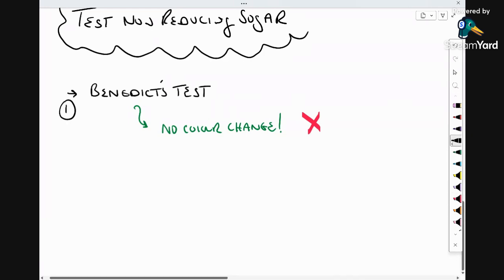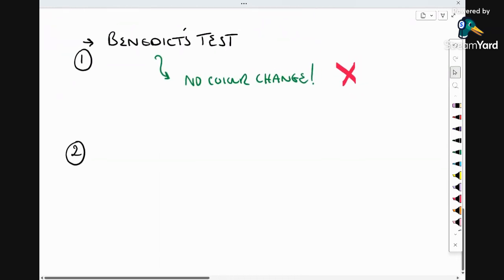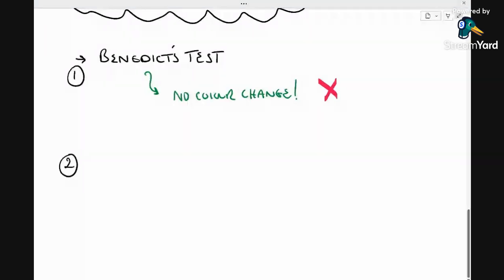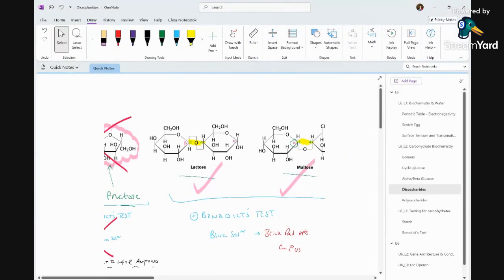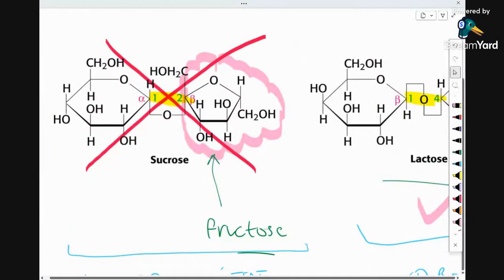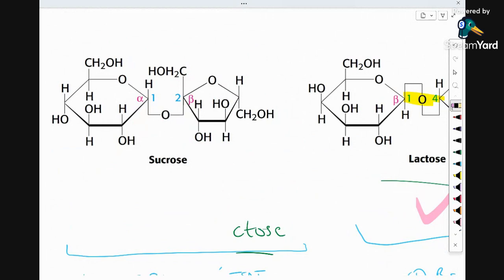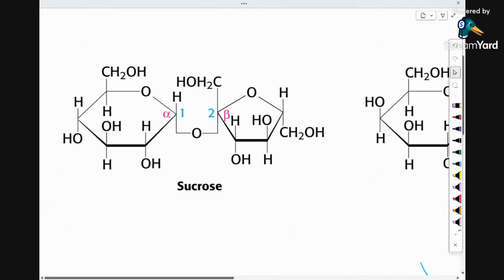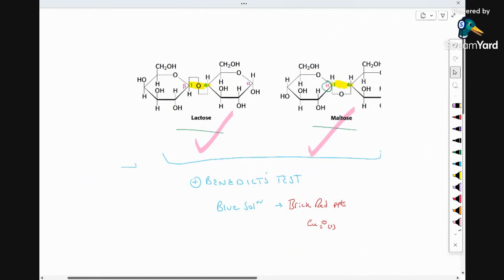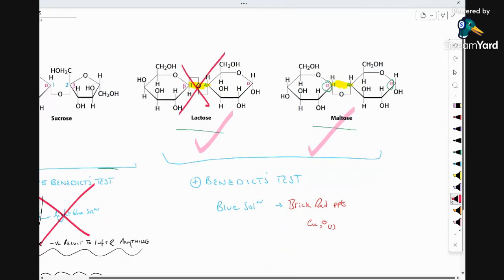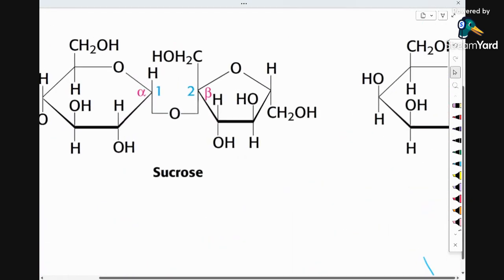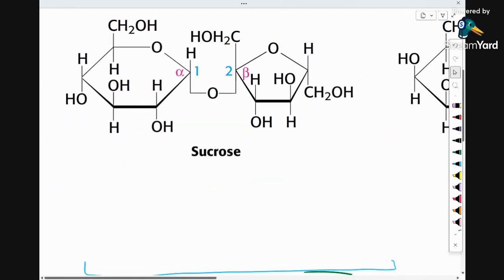So this is step 1, carry out Benedict's. In an exam, I would maybe suggest writing that out. But step 2, if we have something like sucrose in our mixture, essentially the negative result has ruled out both of these, right? So it's not lactose and it's not maltose. What we now need to do is prove that it is sucrose or at least some other non-reducing sugar.